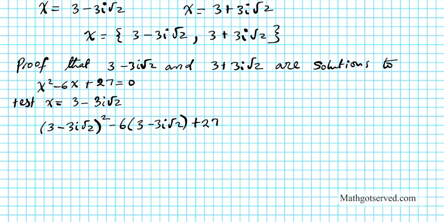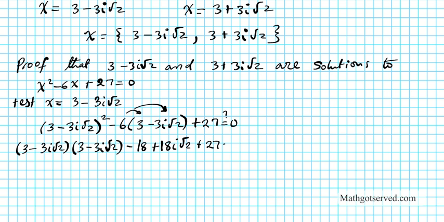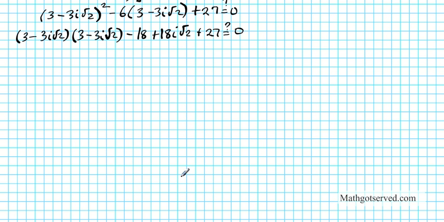So the question is, is this expression equal to 0? Alright, let's work this out. I'm going to write this twice: 3 minus 3i root 2 times 3 minus 3i root 2. And then distribute negative 6 to these two terms, so I'm going to have minus 18 plus 18i root 2 plus 27. Is that equal to 0? Alright, let's FOIL out the first two terms on the left. We're going to go first.